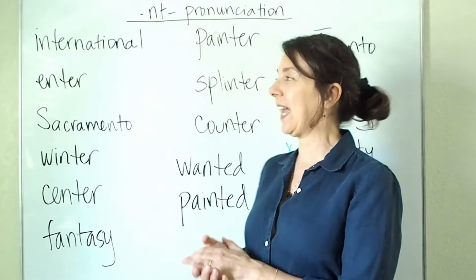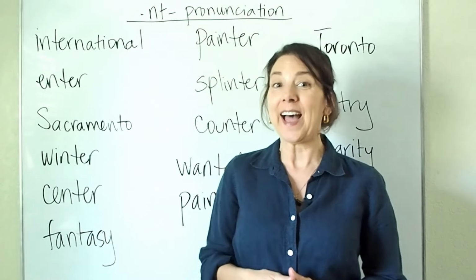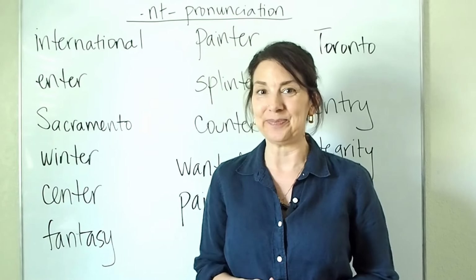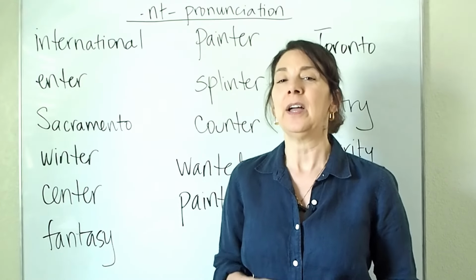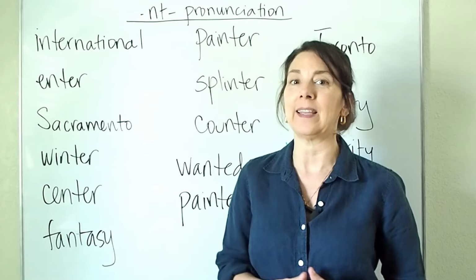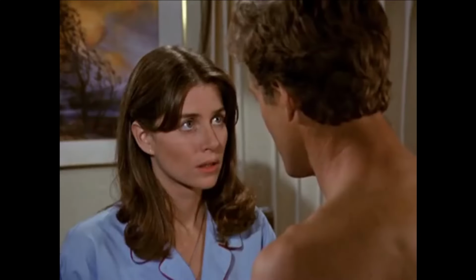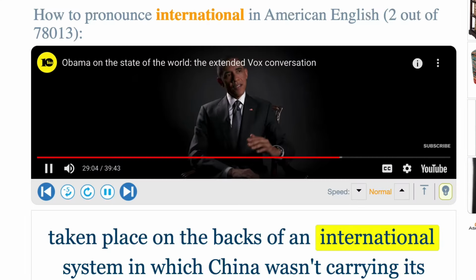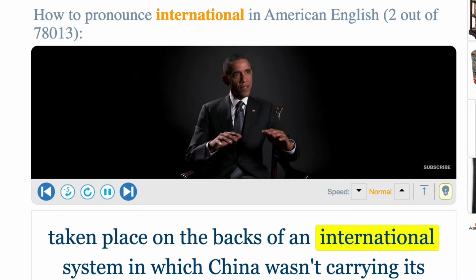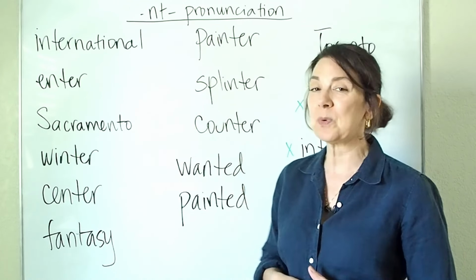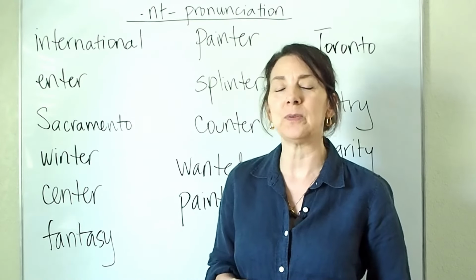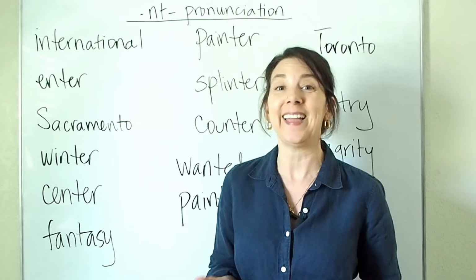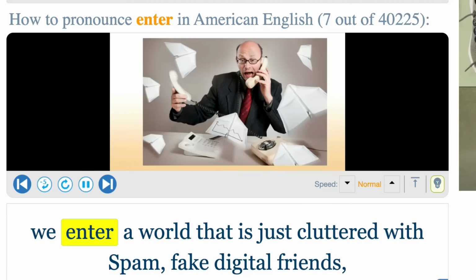Okay, so let's take a look at the first ones. International. International. Any word that has "inner" in it, like intersection, the T is usually dropped when we're speaking in conversation. International waters has taken place on the backs of an international system in which... Okay, the next one is enter. So a lot of times people say enter, but often when we're speaking at a normal pace, we say "enner". No T at all. We enter a world that is just cluttered with spam.